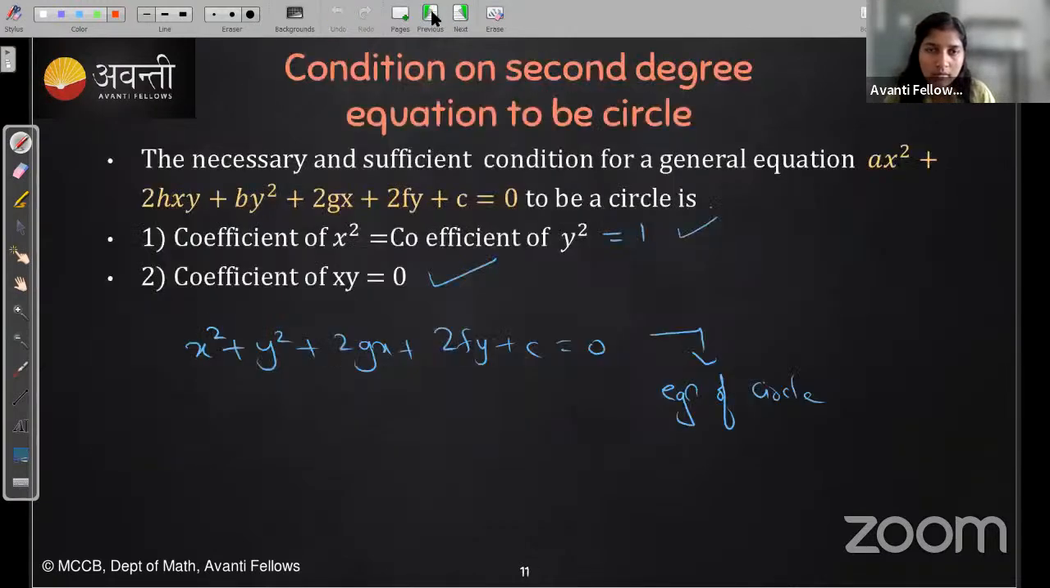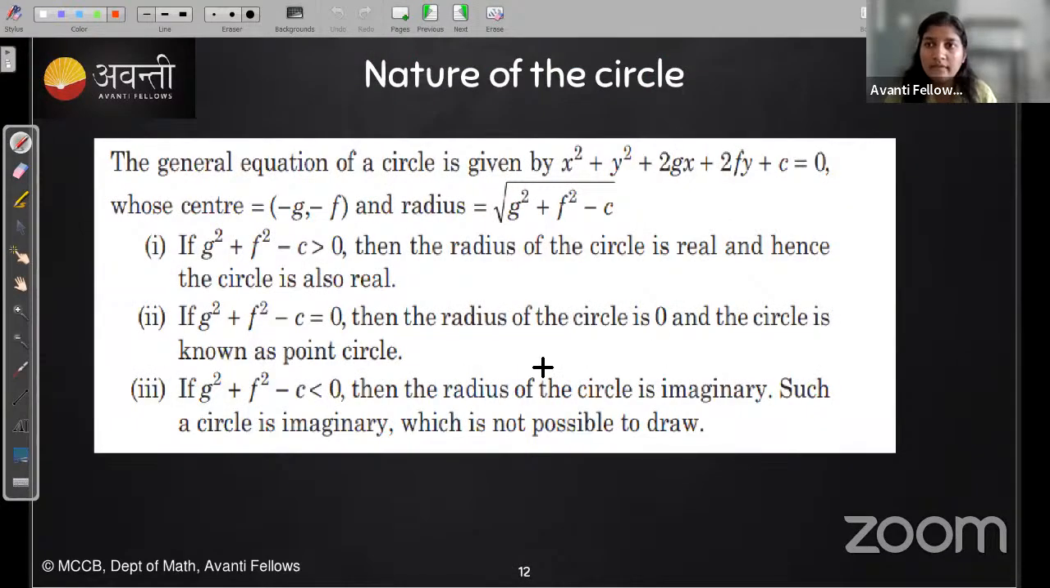Here we have one more concept, that is nature of the circle. We already saw the general equation of circle, right? It was given by x square plus y square plus 2gx plus 2fy plus c equal to 0, correct? And we have seen its center is (minus g, minus f) and radius is this. So now we'll see what is the condition on this radius, for a given circle to be real. We know the radius is under root g square plus f square minus c.